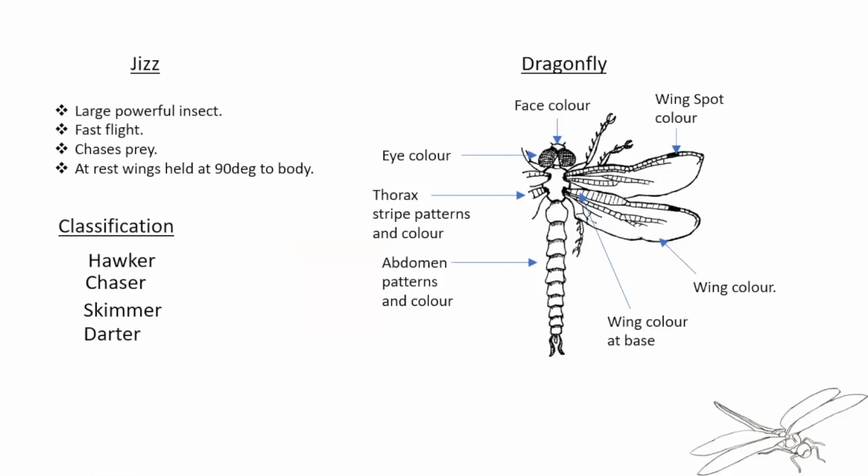Large, powerful insect, fast flight, appears to chase prey. I've just said that they don't chase, they intercept, but they appear to chase prey. And at rest, the wings are held at 90 degrees from the body. Right. Classification: the hawker, chaser, skimmer, and darter. Now, what we've learned so far is we can all now identify a damselfly from a dragonfly.